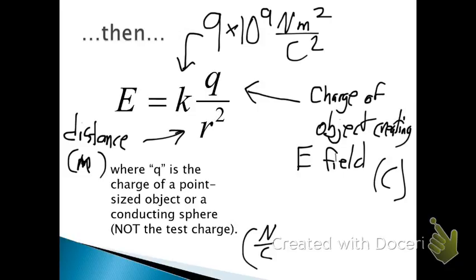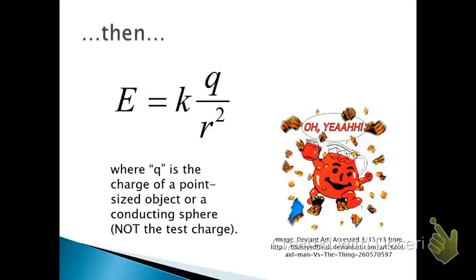So newtons per coulomb. Again, that's basically just telling me if I were to place a 1 coulomb charge here, how many newtons of force would I get out of it? And then I can extrapolate out and decide for any number of coulombs of charge how much force I'm going to get out of it. It's kind of a shortcut that way.